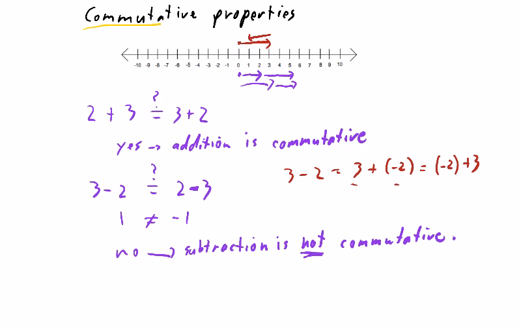If we were to instead turn around and go 2 units to the left, followed by 3 units to the right, we end up at exactly the same place. So 3 plus -2 is equal to -2 plus 3. So if we turn the subtraction problem into an addition problem, we can make it commutative.